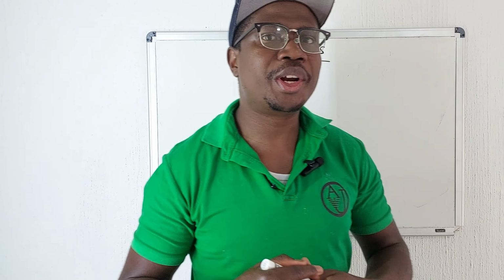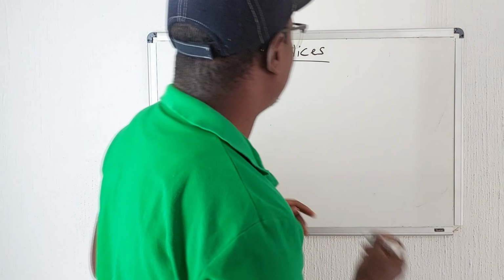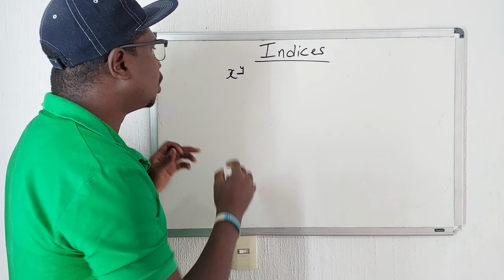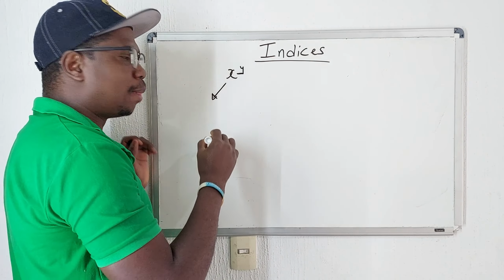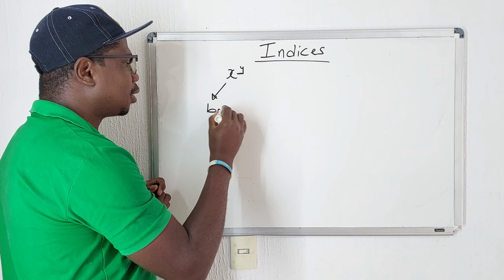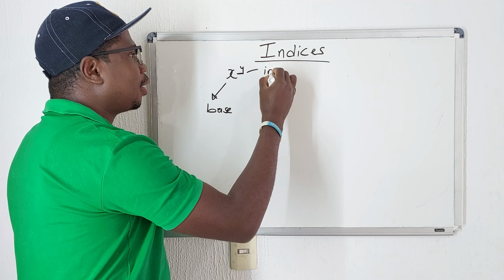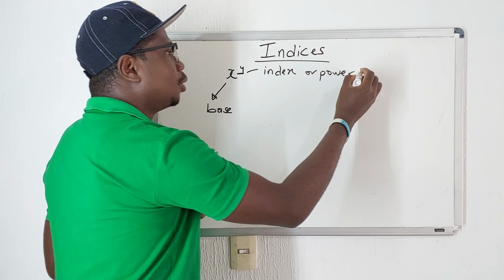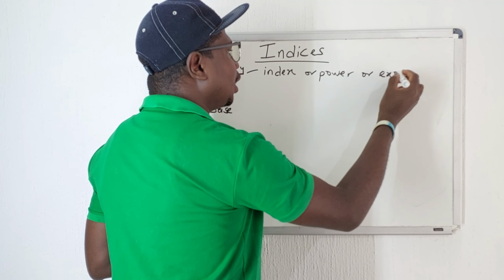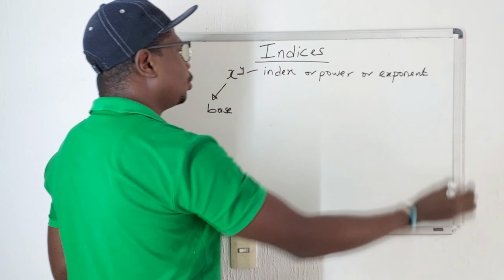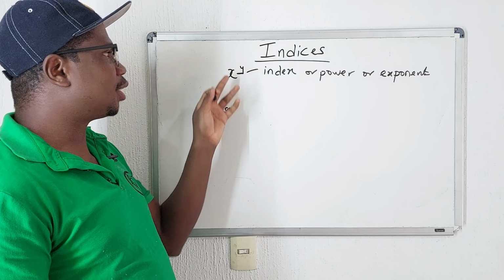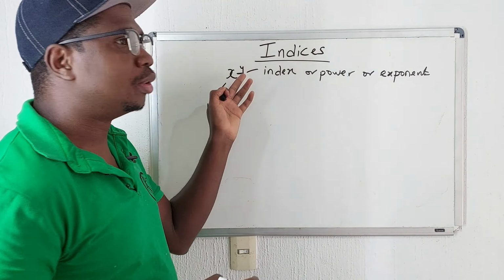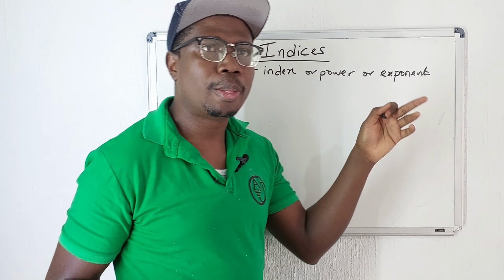Indices is, for example, when a number is expressed in the form x to the power of y. We call this the base, then we call this the index or power, or we can call it the exponent. So if we have any number raised to the power of y, the number below is the base, while the one above is the index, power, or exponent.